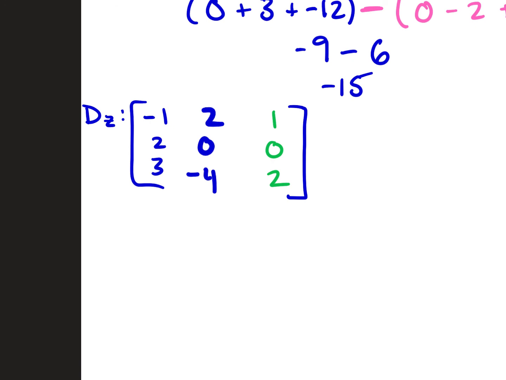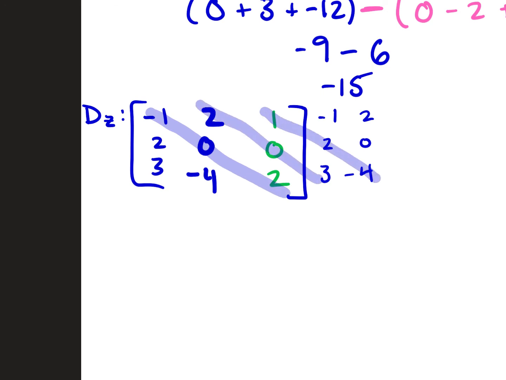What do I need to do to find the determinant? First, rewrite the first two columns. Start with our majors. Our majors start up at the top. Negative 1 times 0 times 2 is 0. 2 times 0 times 3 is 0. And then 1 times 2 times negative 4 is negative 8. Minus the minors.